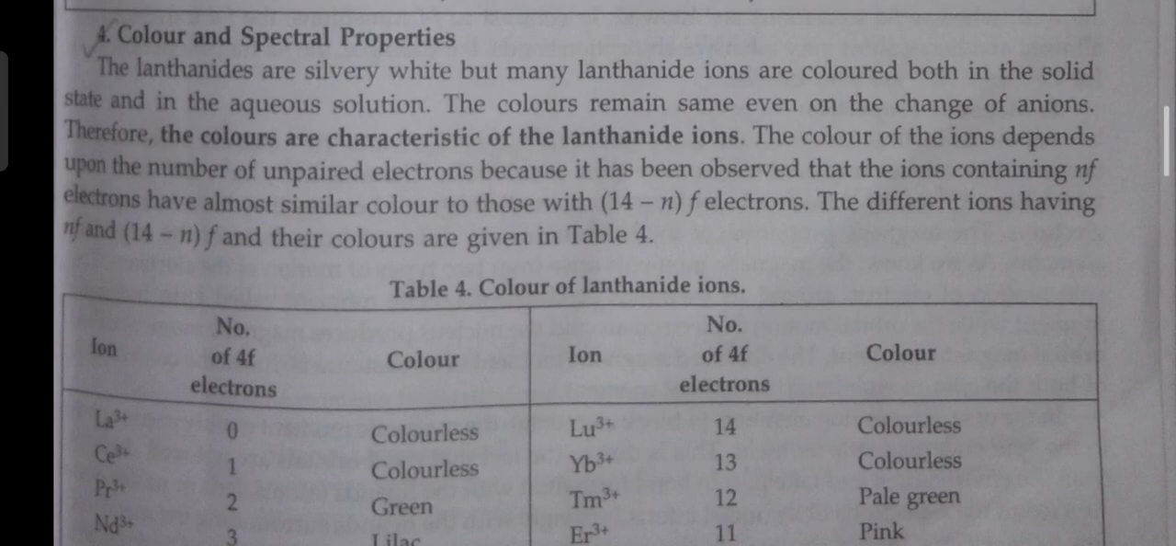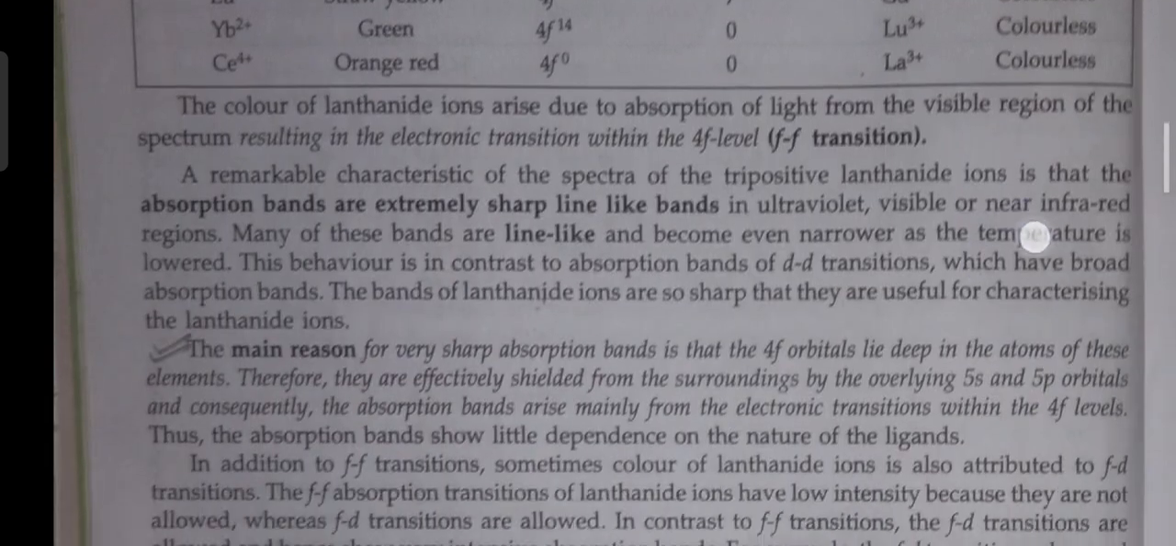The different ions having nf and 14 minus nf electrons and their colors are shown. However, it has been observed that some di- and tetrapositive ions having the same number of electrons as isoelectronic tripositive ions do not have the same color. For example, Sm2+ and Eu3+ have the same number of unpaired electrons, but they have different colors.